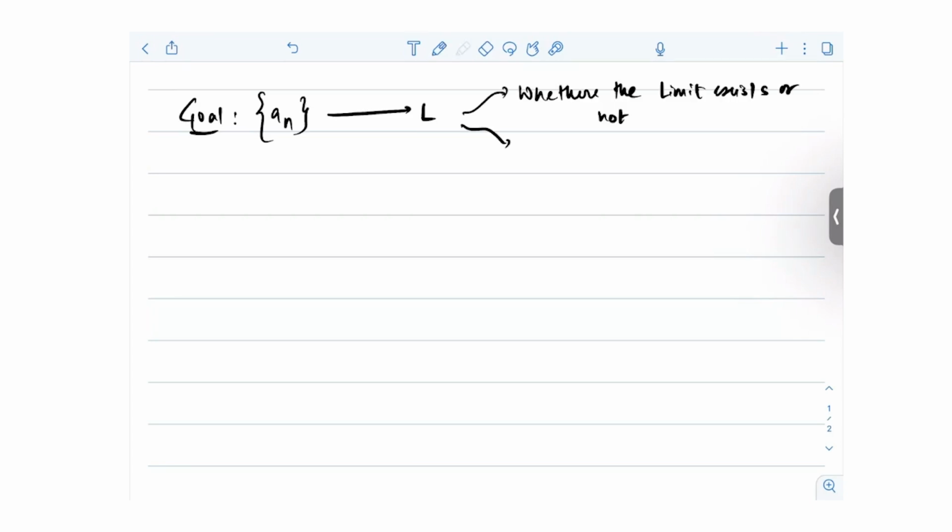Understand this very carefully, guys. What is the goal? The goal is to find, given a sequence a_n, the limit. So it consists of two aspects: whether the limit exists or not. That's kind of a behavior kind of thing, but we will touch upon the ideas which will be detailed in the next lectures. But the other aspect is finding the limit.